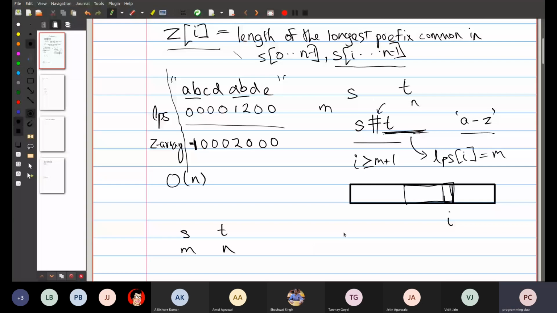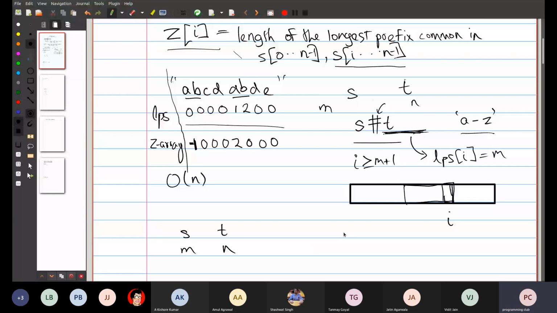That is the naive way to do it. But as you can see, this will take O of n squared time because I will start at every position and compare. So I want a smarter way to do this, and I can do it in O of n. It's not very obvious, so I will give you a chance to think about it.